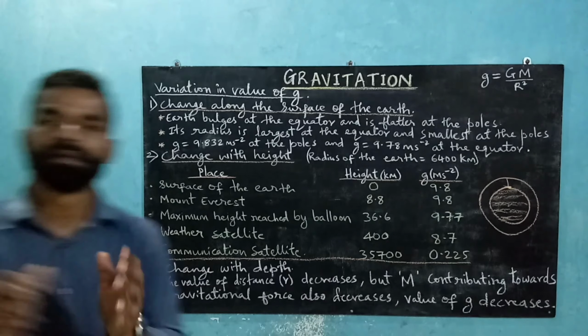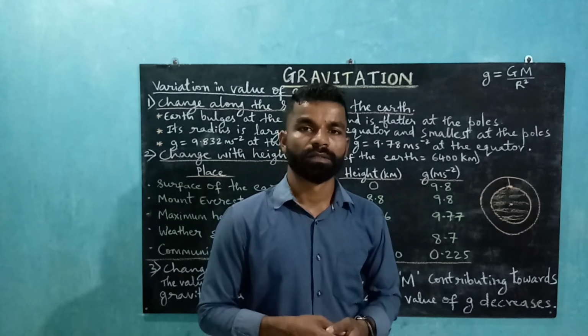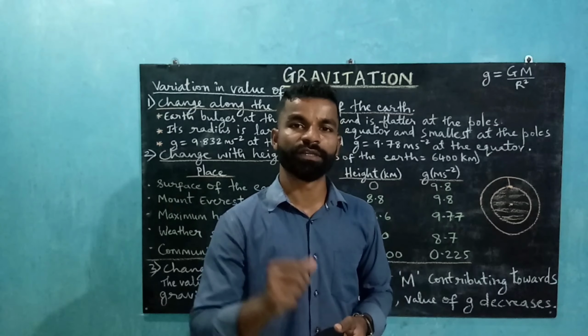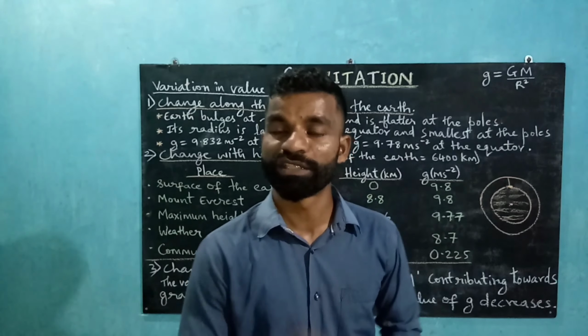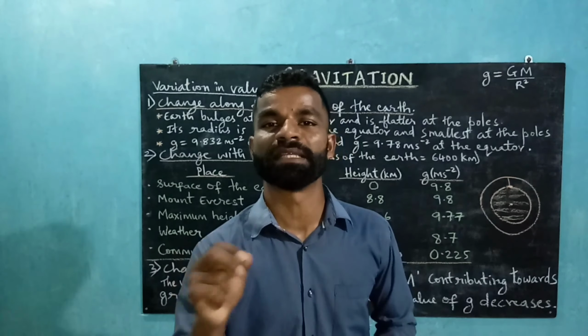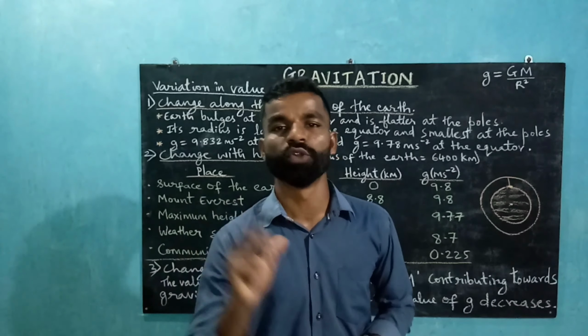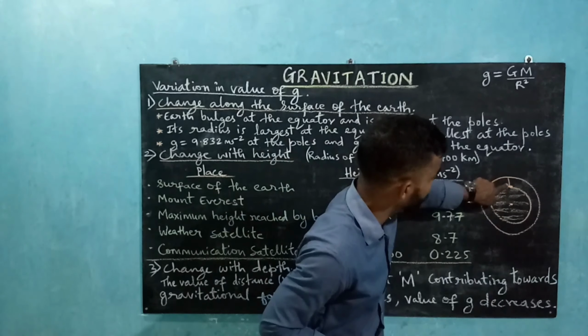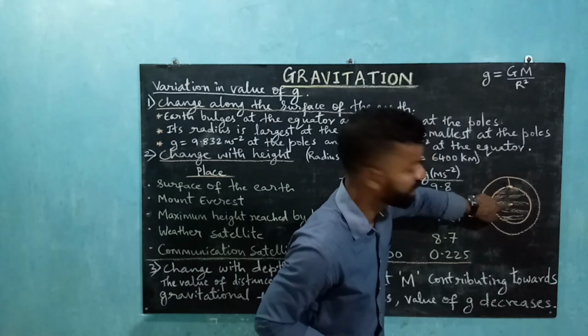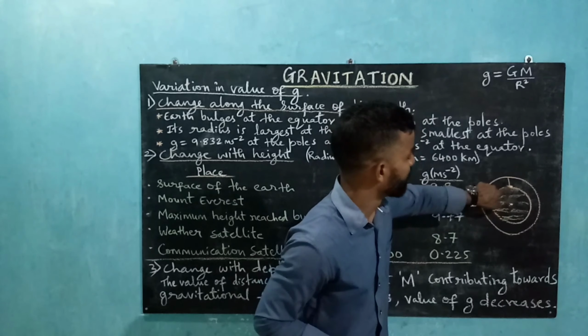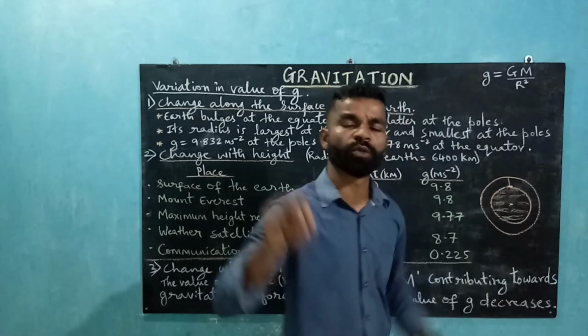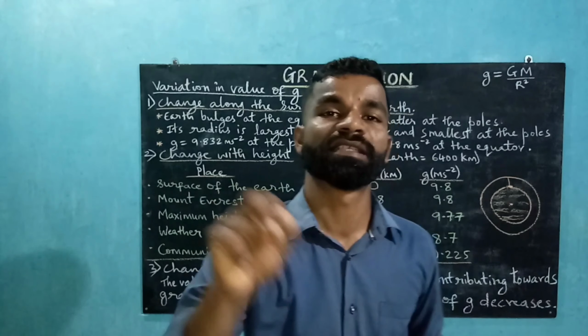The value of g decreases. So now there are two questions asked in your textbook. Will the direction of the gravitational force change when you are going to a certain depth inside the earth? The answer is no. When you are going to a certain depth inside the earth, the center of mass still remains the center of the earth. So the gravitational force is still directed towards the center. So the direction does not change.